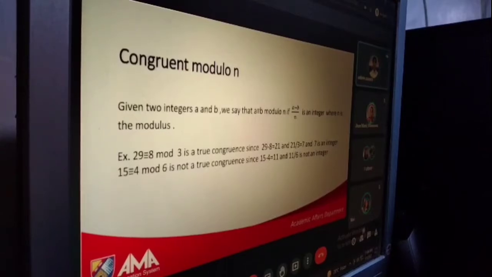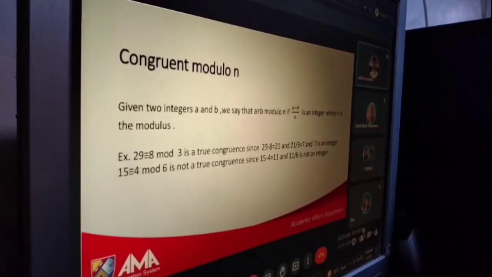So therefore, we can say that 29 is congruent to 8 with a modulo of 3. So another example, 15. 15 is congruent to 4 daw with the modulo 6. So hindi raw siya true. Bakit? Hindi siya congruent.